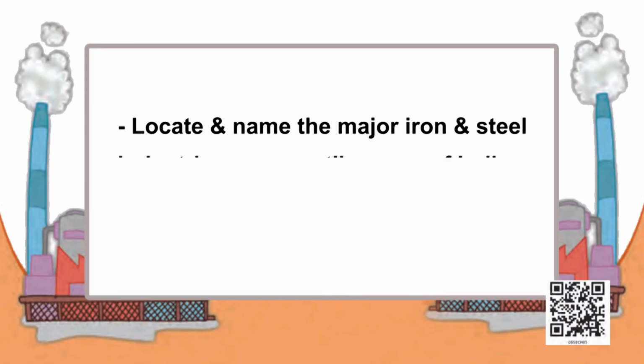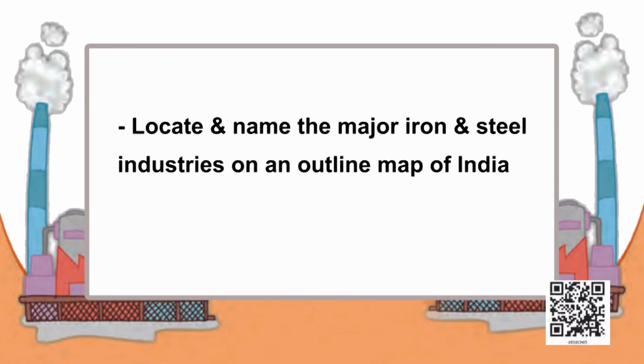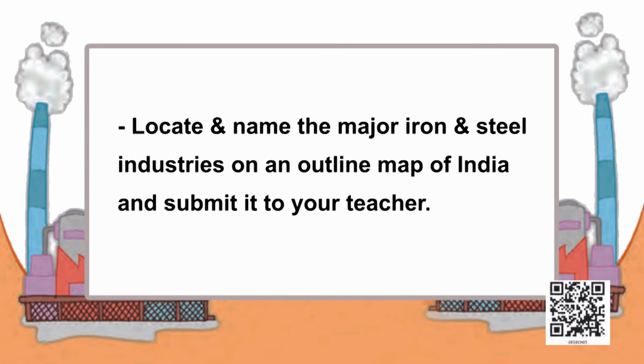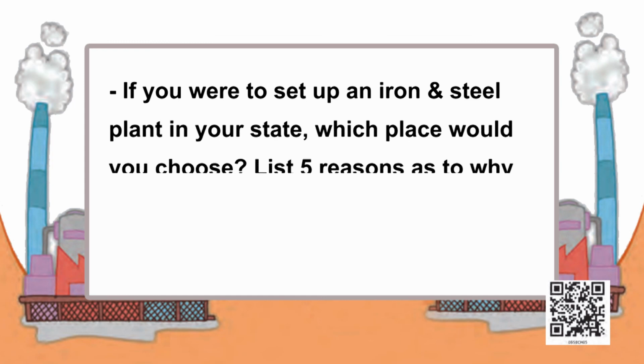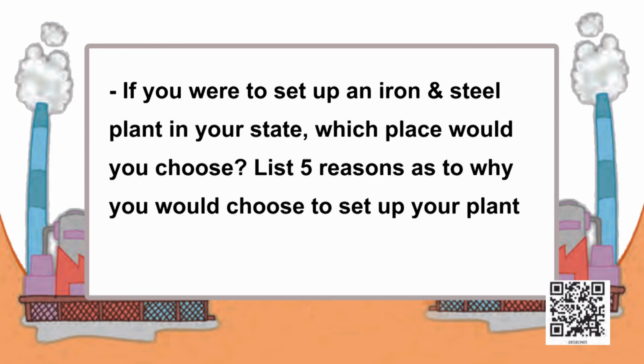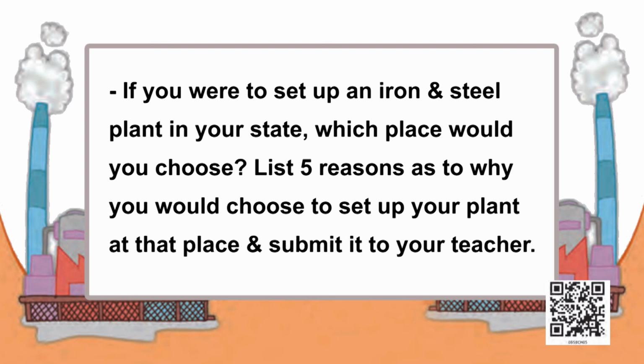Here is some homework for you. Locate and name the major iron and steel industries on an outline map of India and submit it to your teacher. If you were to set up an iron and steel plant in your state, which place would you choose? List 5 reasons as to why you would choose that place and submit it to your teacher.